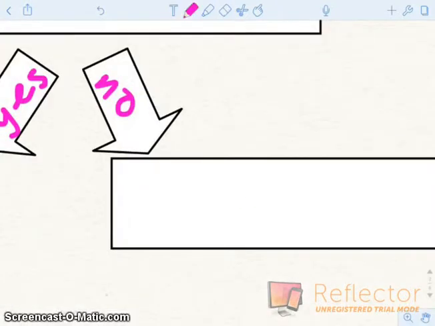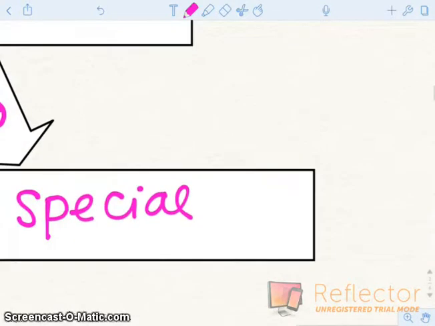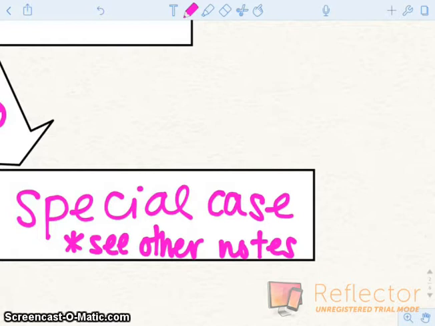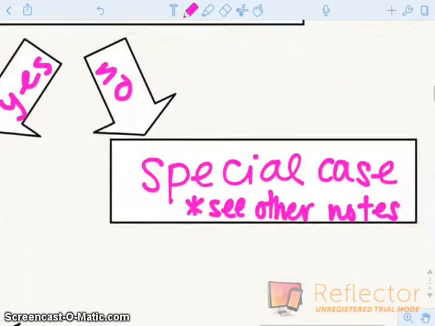We're going to deal with special cases later. Right now, we're just going to focus on the simplest version, which is quadratic trinomials. Otherwise, it would be a special case, and we're going to see other notes eventually. Right now, we don't have other notes for that, so don't go looking back in your notes. This is it for now.